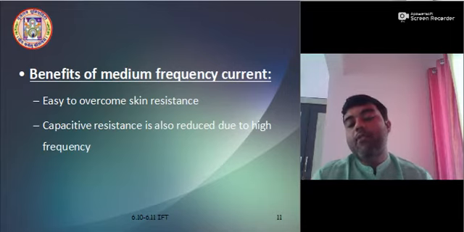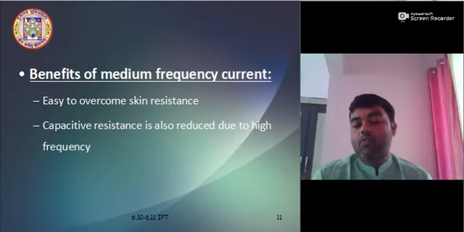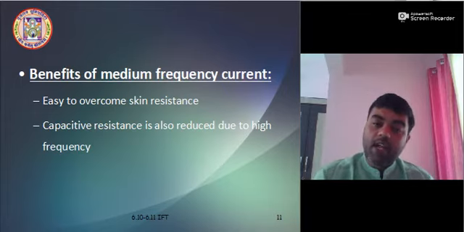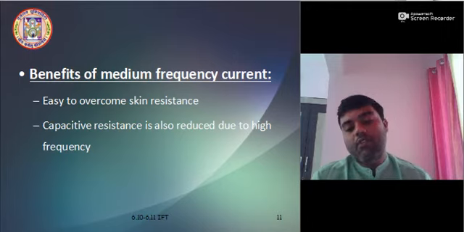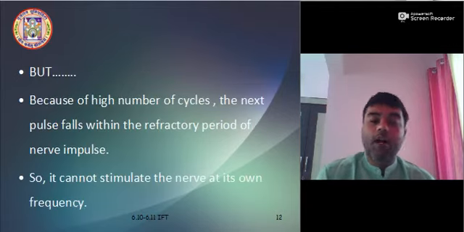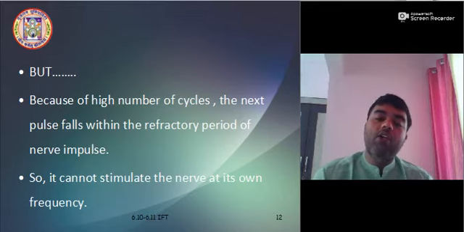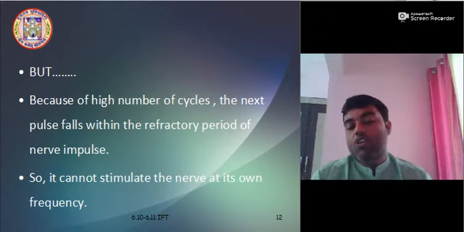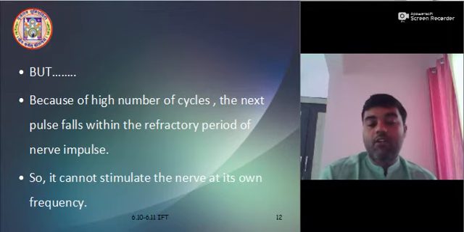Then the benefits of medium frequency currents: they easily overcome skin resistance, and capacitive resistance is also reduced due to the high frequency. So these both points lead us to go for medium frequency. But because of the high number of cycles, the next pulse falls within the refractory period of the nerve impulse, so it cannot stimulate the nerve at its own frequency. So it is also difficult.